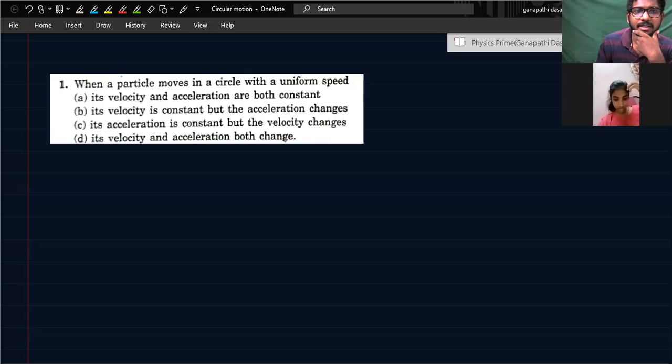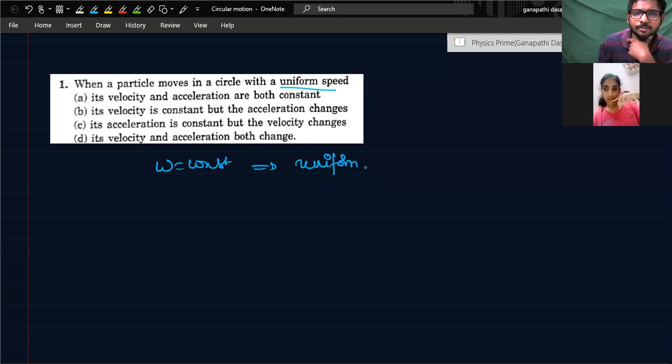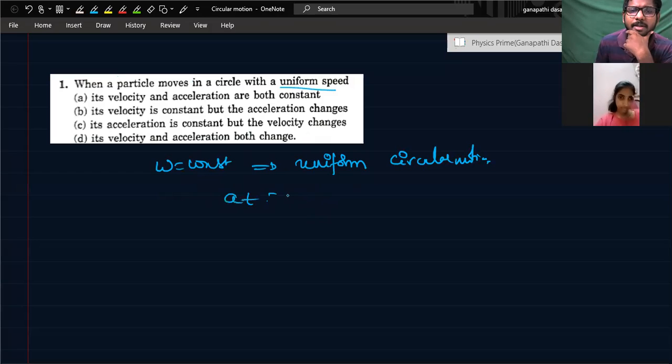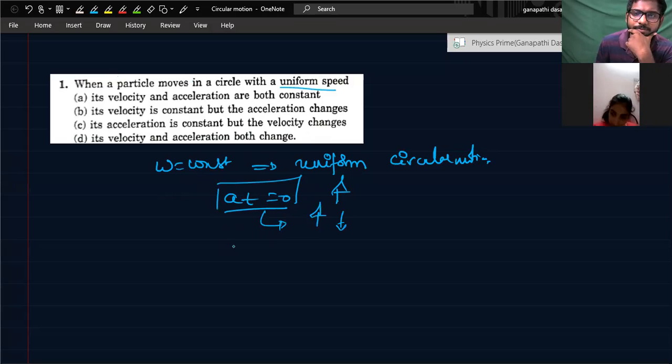If you see this question, when a particle moves in a circle with uniform speed, meaning omega is constant, that is uniform circular motion. Uniform circular motion means the speed will remain constant, but a_t will become 0 because there is no increase in speed. a_t is responsible for increase or decrease in speed. In non-uniform circular motion, a_t will not be equal to 0.